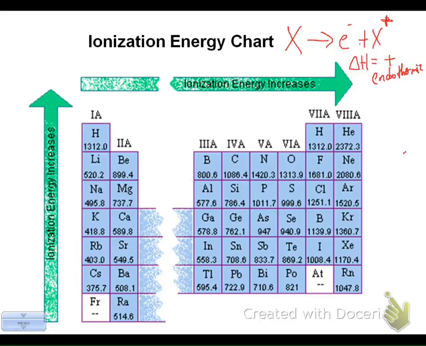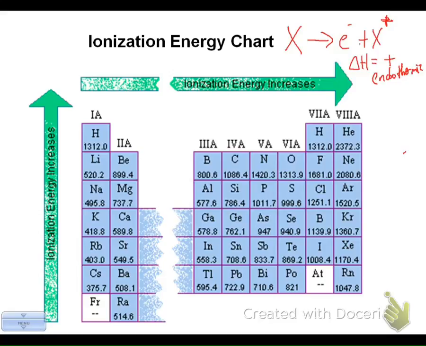Take a look at the periodic table on the screen, and the numbers in the boxes are the energy values associated with those atoms' ionizations. Just take a look at it, see if you can find a trend. Well, the trend is fairly obvious. As you go down a column, in every column, the ionization energy decreases.